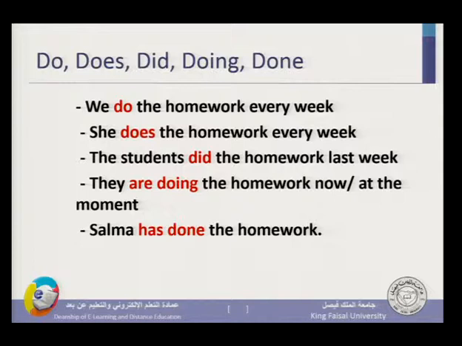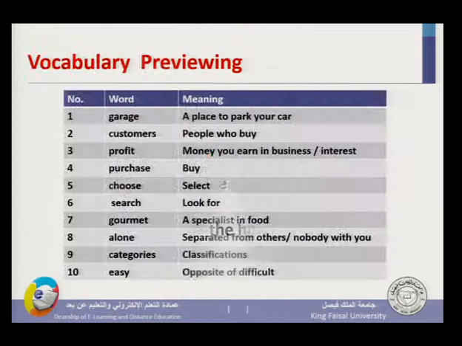Once I see the word now, I know that we're talking about the continuous. So they are doing the homework now. But last means past, for example. Selma has done the homework. With has and have, the verb is to be in the past participle. In other words, do, did, done is to be used. Go, went, gone: gone is to be used if it is preceded by has, have, or had.